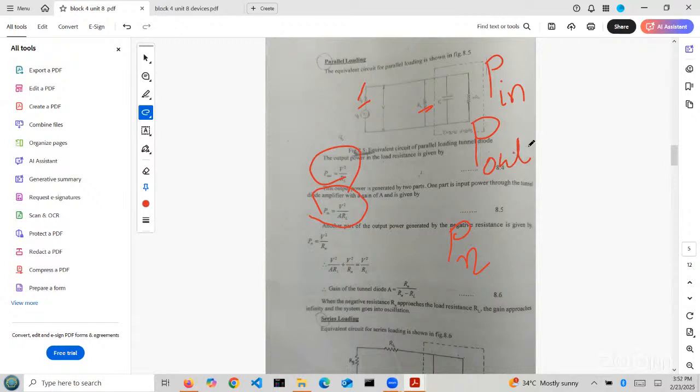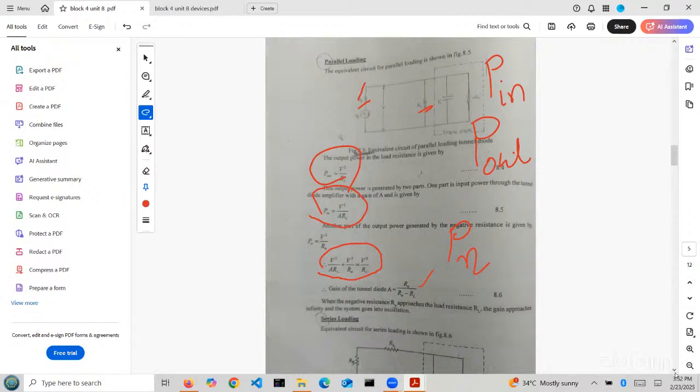So the output power equals the input plus the negative power. P out equals P in plus the power across the negative resistance region. We have to write the total power expression. After writing the total power expression, write the gain formula: gain equals Rn by Rn minus RL. This is the gain formula.